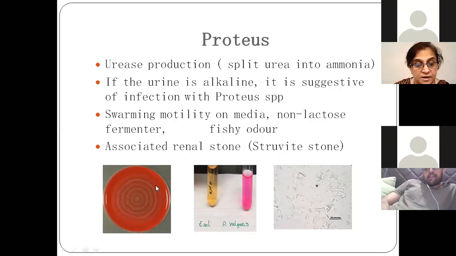Infection with Proteus is associated with the formation of renal stones, and struvite stones are present. These are magnesium ammonium phosphate and calcium stones, which are common in case of infection with Proteus.